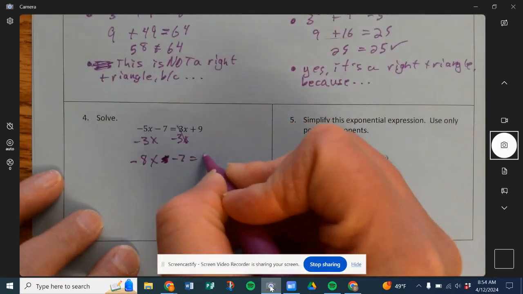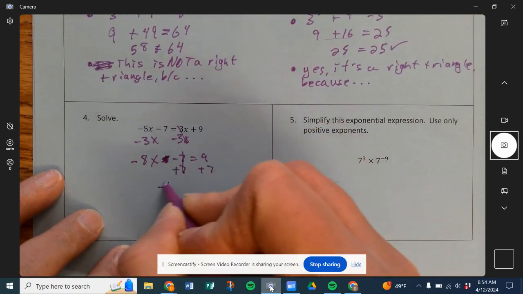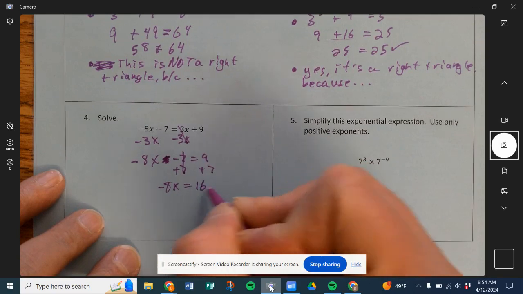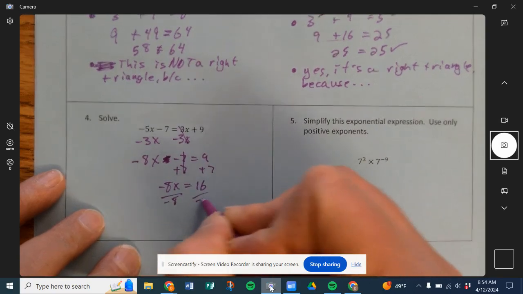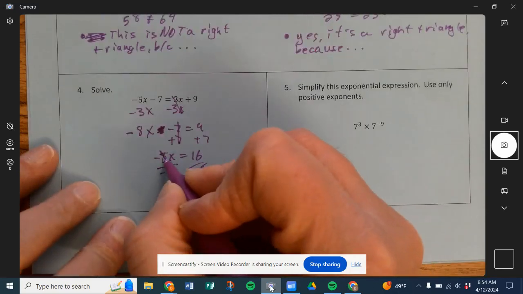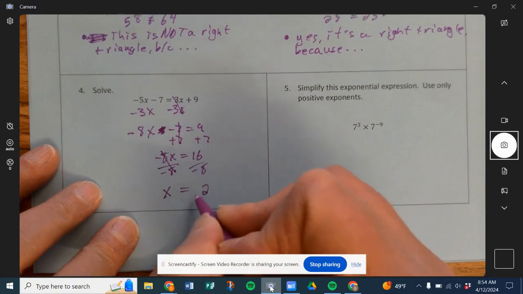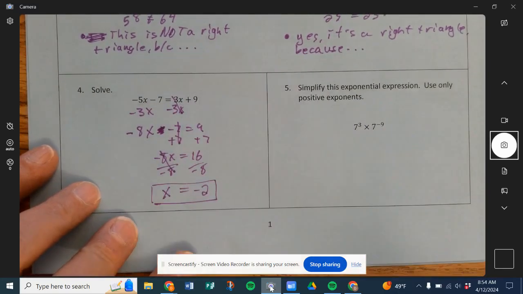minus 7 equals 9. I've got this -7. The opposite of that is addition, so I get 16 right here. I'm going to divide by -8 because that's the opposite of the multiplication happening between that -8 and the x. They cancel out to get to 1, and 1x is the same as x. 16 divided by 8 is 2. Since that's a -8, it's a -2.